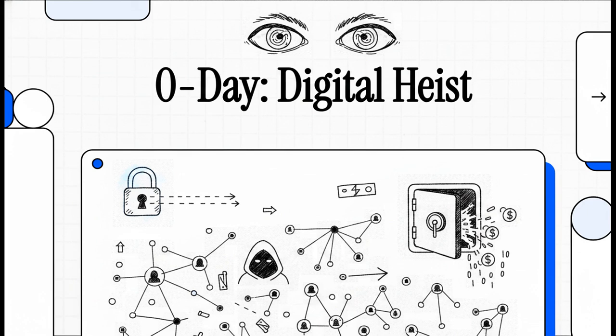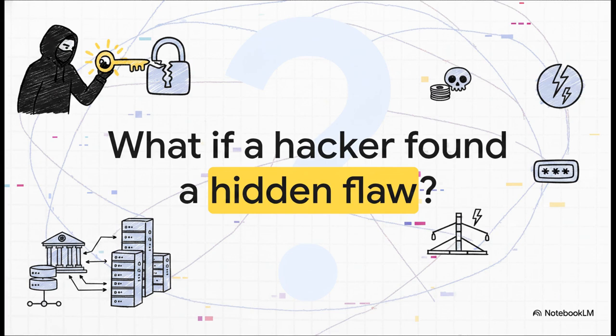Welcome to The Explainer. So, think about this for a second. What if a hacker found a critical security flaw and absolutely nobody else on the planet knew it existed? Not the public, not the antivirus companies, not even the software devs who built the system in the first place. What could they actually do with that kind of secret?